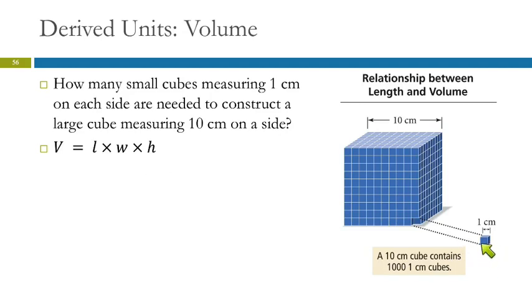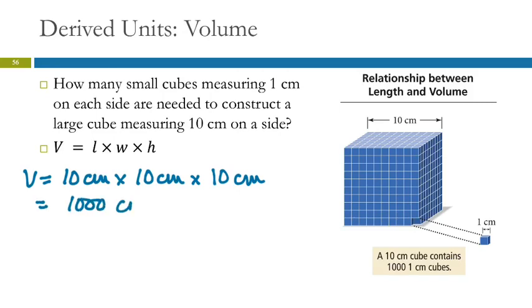So here we have this little cube that's 1 centimeter on a side. So the volume of that would be 1 cubic centimeter. The volume of this whole thing would be 10 centimeters times 10 centimeters times 10 centimeters. So that would be 1,000 cubic centimeters. It would take 1,000 of these little boxes to make the big box. Does that make sense?